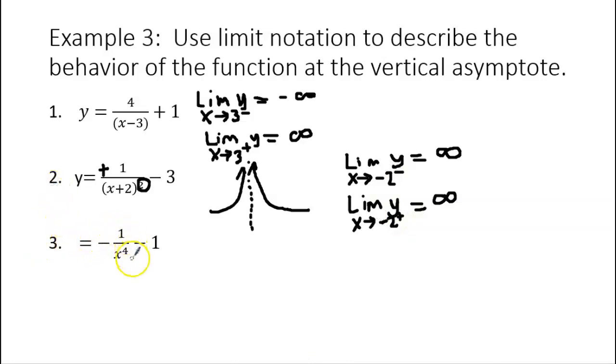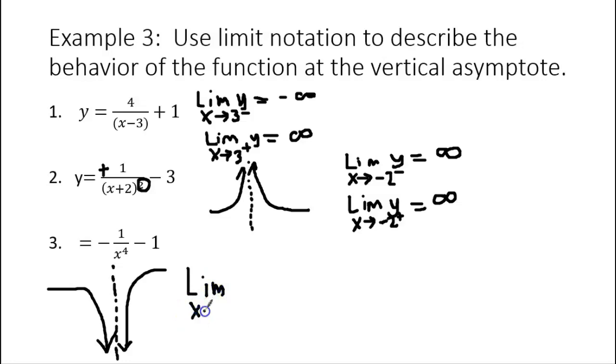Let's take a look at one more here. In this case, I have an even power with a negative fraction. When you have an even power and a negative fraction, your graph looks like this. It goes down on the left and it goes down on the right. In this case, my vertical asymptote is 0. So here's how I would describe what happens with my function as it approaches the vertical asymptote. I would say the limit as x approaches the vertical asymptote, which is 0, from the left side is, well, what's happening on the left side? Is it going up or down? It's going down, so I'll put negative infinity.